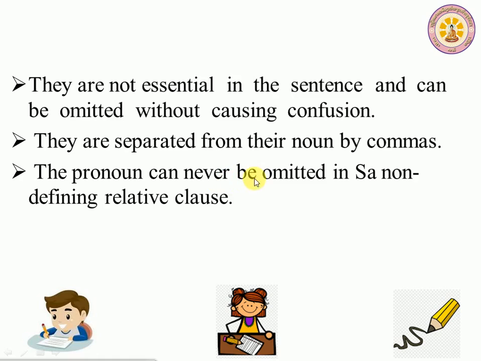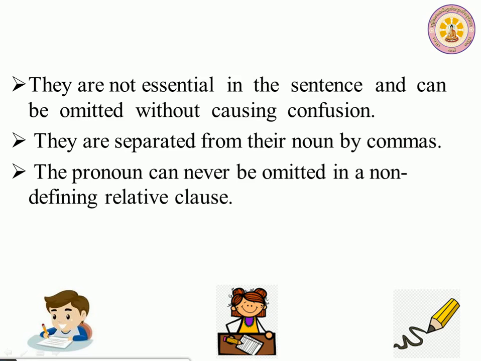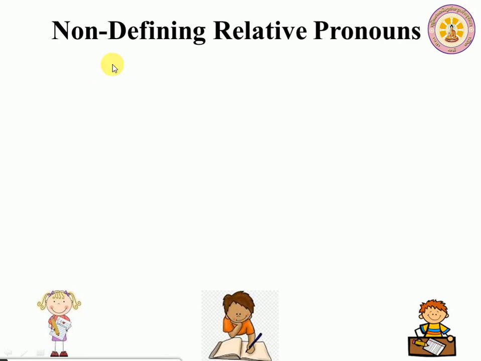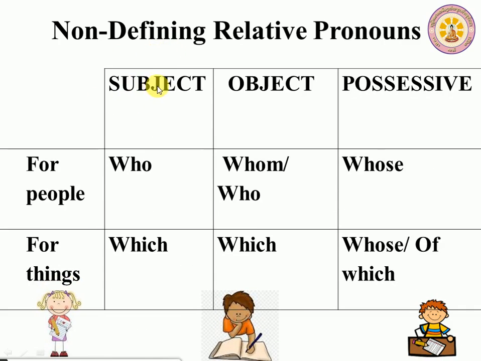The pronoun can never be omitted in a non-defining relative clause. So when a non-defining relative clause is used, the relative pronoun cannot be omitted. Now the non-defining relative pronouns: subject pronoun, object pronoun, possessive.